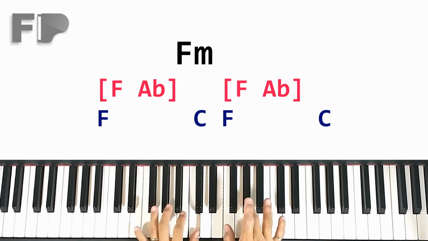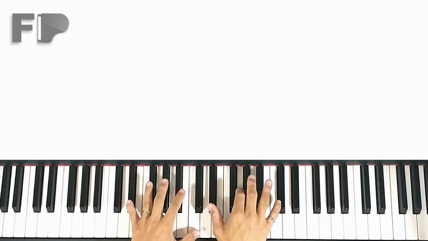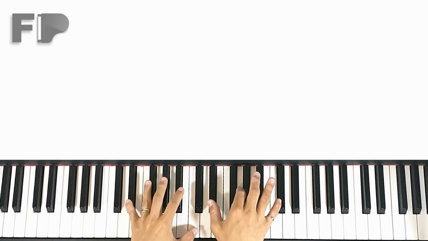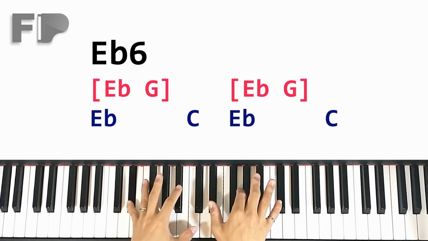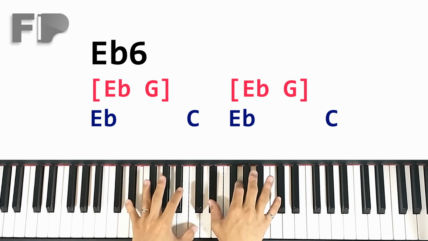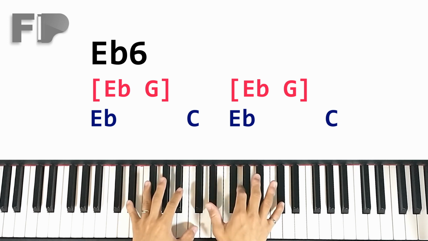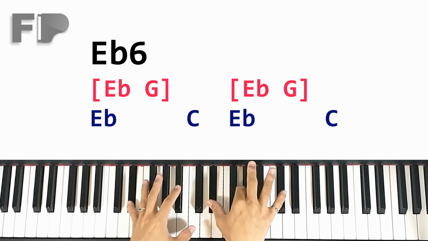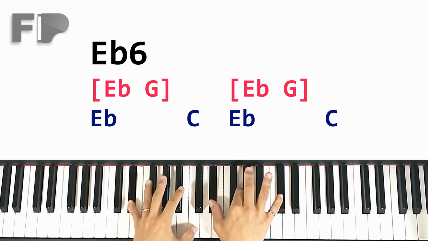We'll repeat this again. Next set of notes are based on the E flat 6 chord. We have E flat on our left, E flat and G together on our right, followed by C on our left. We'll repeat this again.